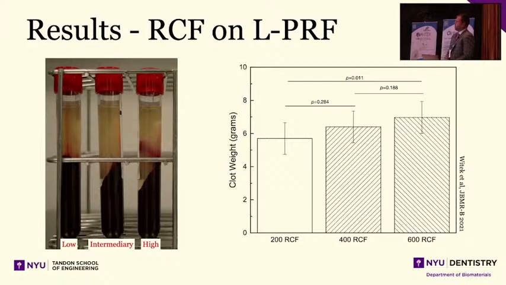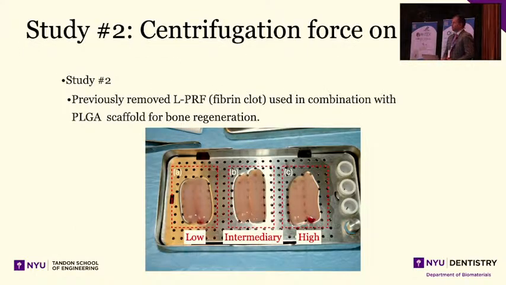And it's not until the right-hand side where you start seeing the weights of the LPRF clot that you see that 600 RCF yielded the highest and statistically significant compared to the lower 200. There was no statistical difference when we compared 200 and 400. So that suggested that we were producing a denser fiber matrix in terms of spinning speed. So that built a story to where we actually ended up using these LPRF clots in vivo in the animal model using PLGA as our carrier.